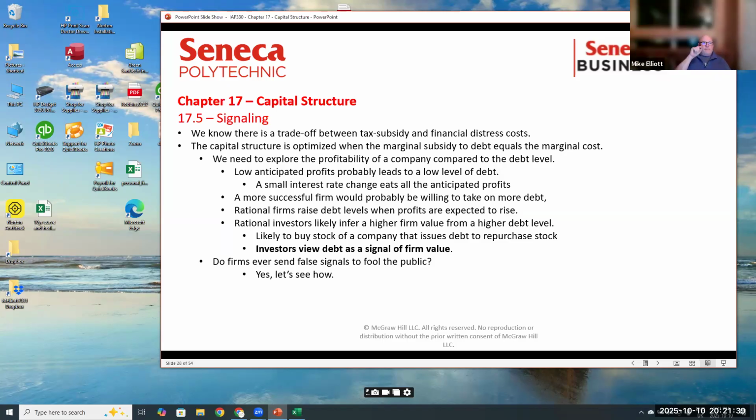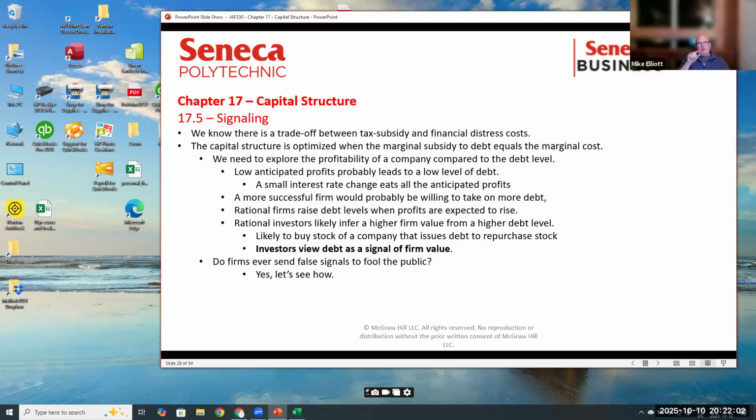So, the capital structure is optimized when the marginal subsidy to debt equals the marginal cost. When my tax benefit from these interest payments is offset by the costs of financial distress, we have hit exactly the optimum point in our capital structure.